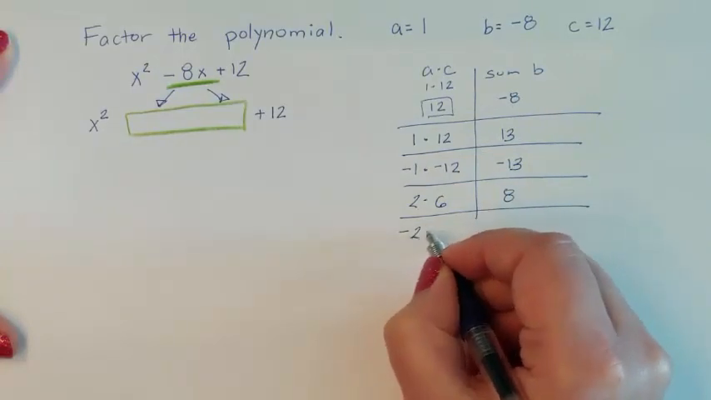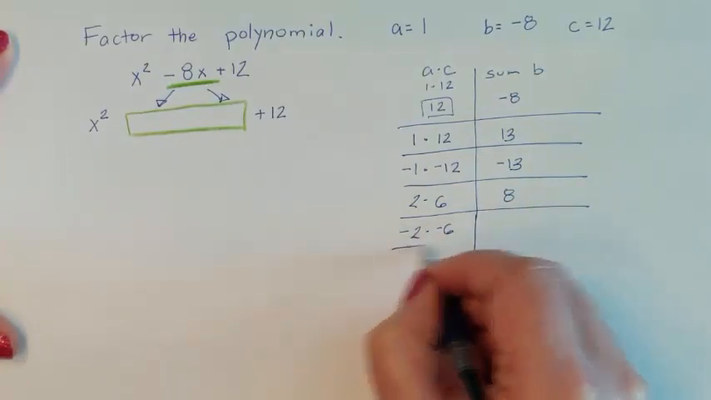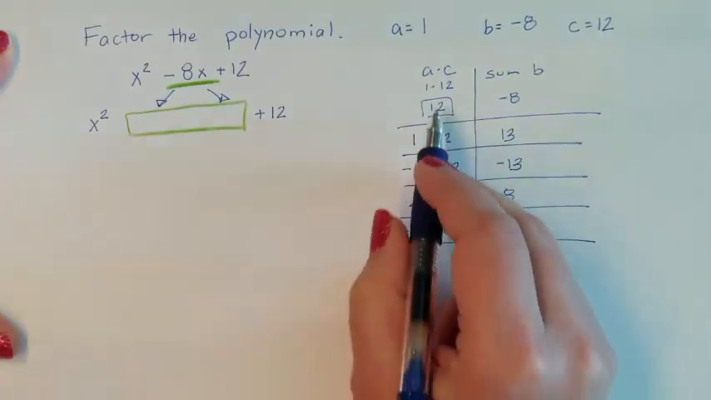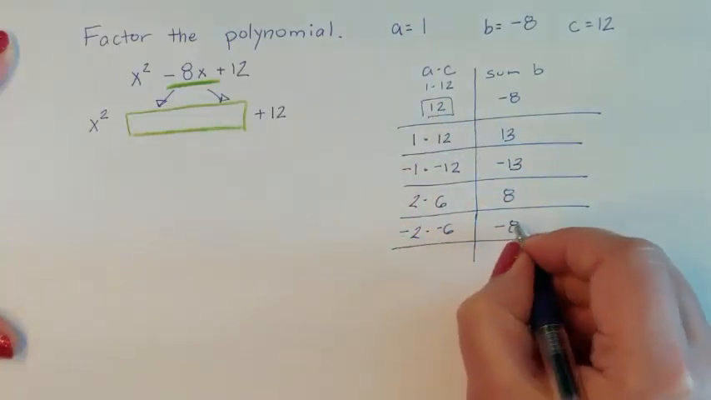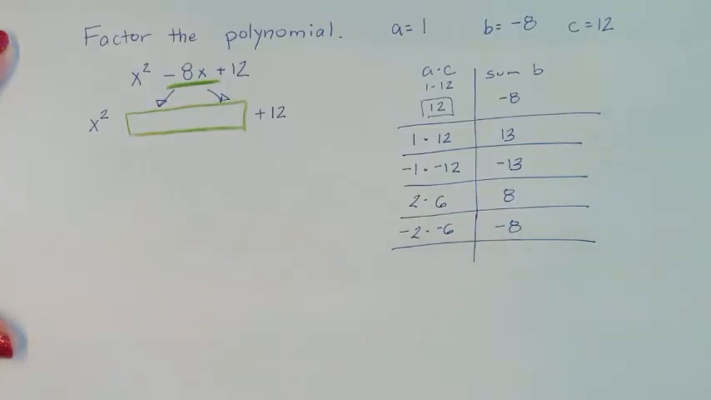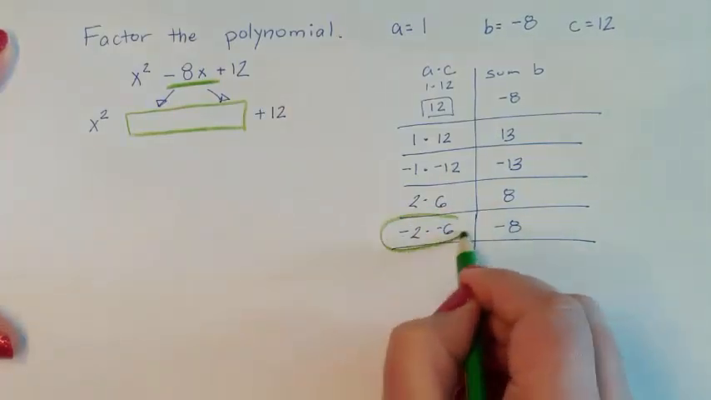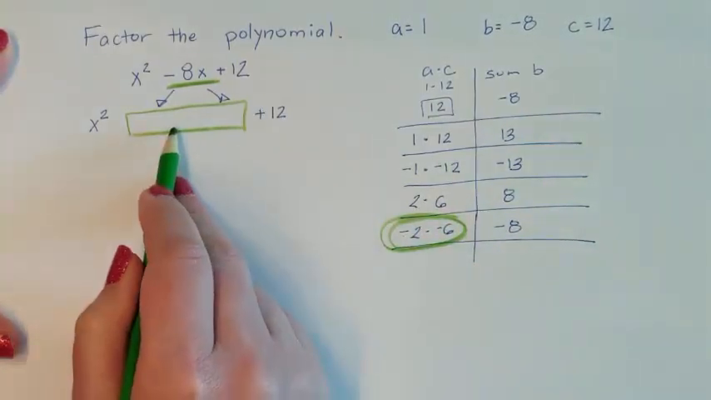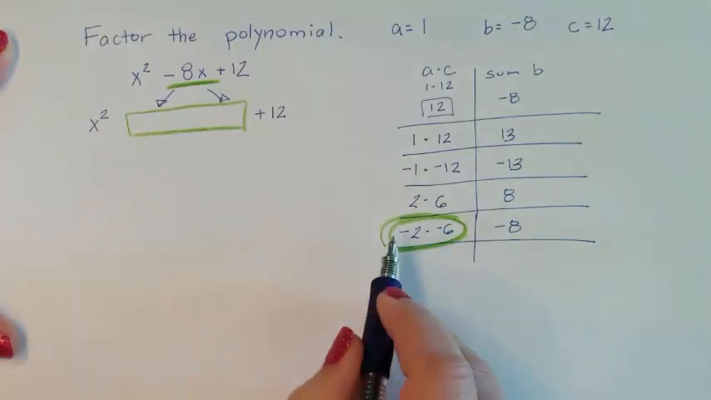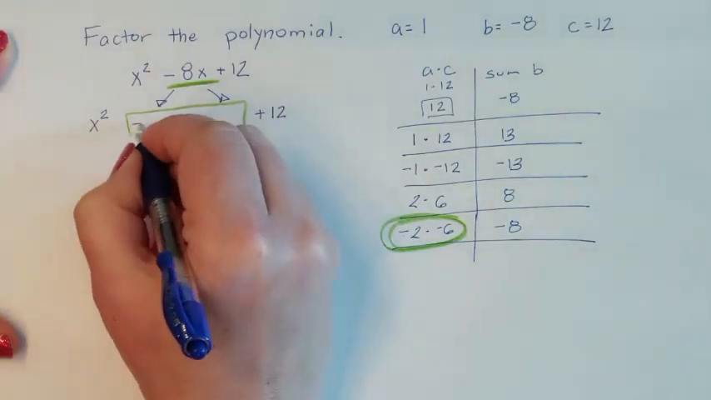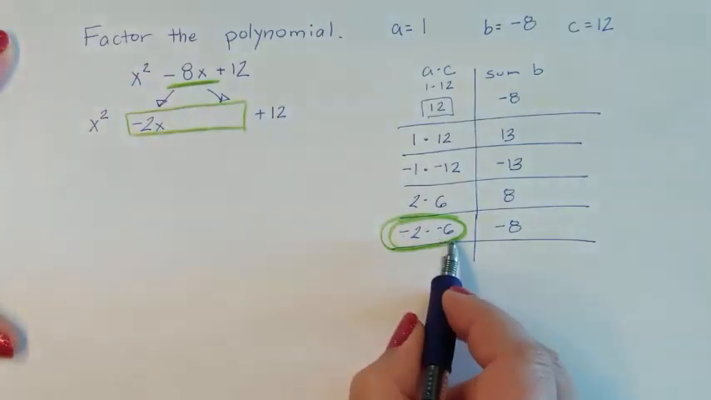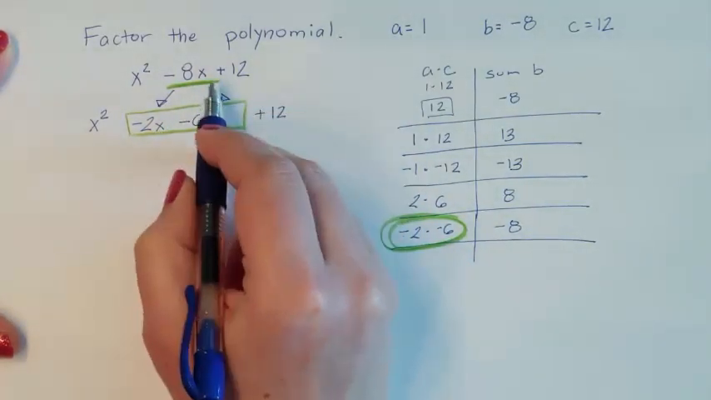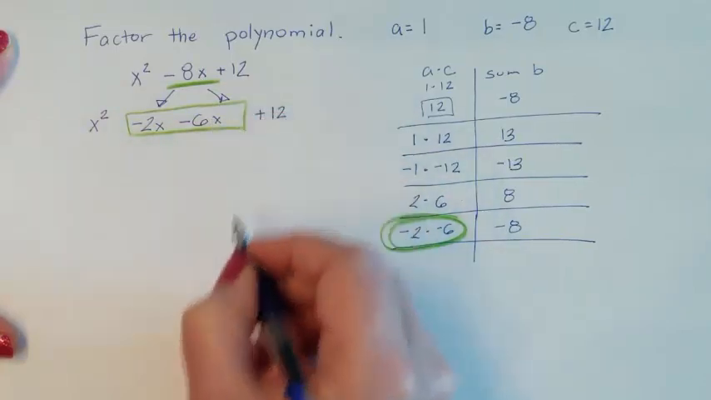Well, what about a negative 2 times a negative 6? Negative 2 times a negative 6 multiplied to give me positive 12. And when I add them together, I do get the negative 8, which is what I needed. So I just found these are the 2 numbers that I need to put into this square. So that's a minus 2. So here's my minus 2. And because we were splitting x's, it's an x. That's a minus 6. So here's my minus 6. And because we were splitting x's, it's an x.